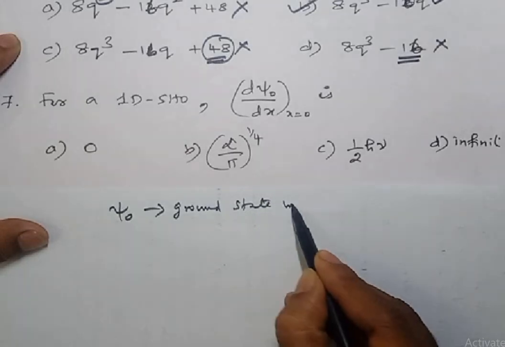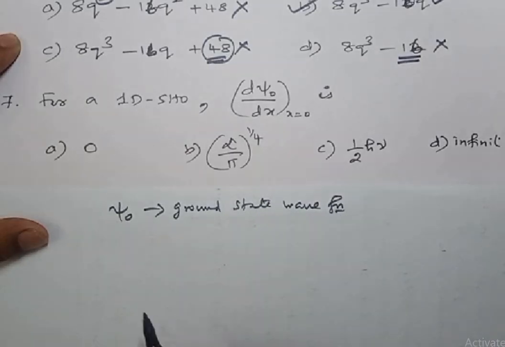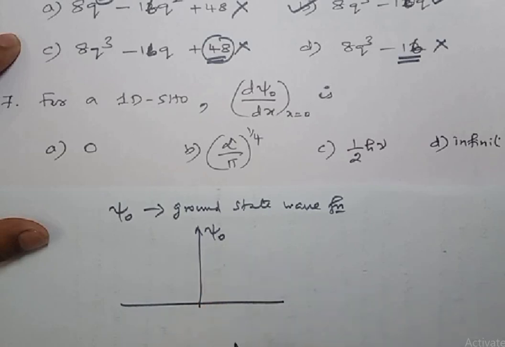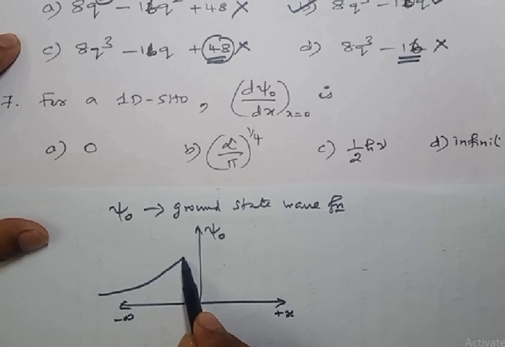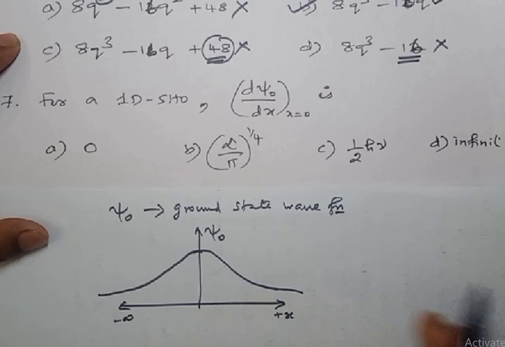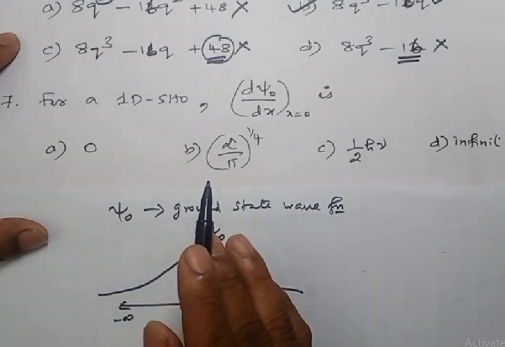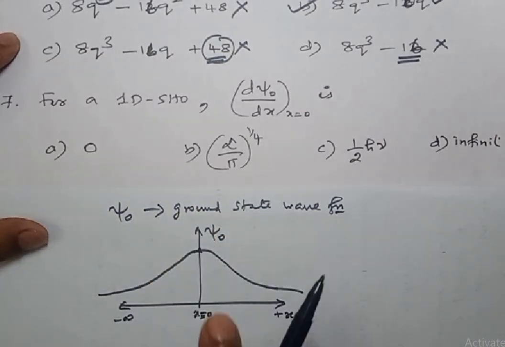Listen, this is the ground state wave function, and this is the x-axis. Here I have plus x, here I have minus x, and the function goes like this. It will approach 0 when x approaches plus infinity and minus infinity. Now this is x equal to 0. At x equal to 0, what is the first derivative? You know very well, first derivative is nothing but the tangent at x equal to 0, correct?